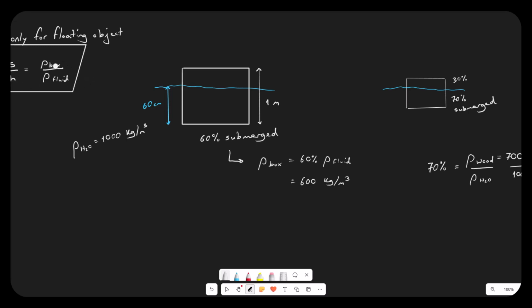This thing will sink if the density of the box is bigger than the density of the fluid. If I drop something with a density of 1,500 kilograms per cubic meter into the water, that box is going to sink. That means that on the right side, the top of the fraction will be bigger than the bottom of the fraction. On the left side, this fraction is what percentage of the box is sitting under the water. Well, I can't have 150% of the box sitting underwater. That doesn't work. So this formula works for a floating object.